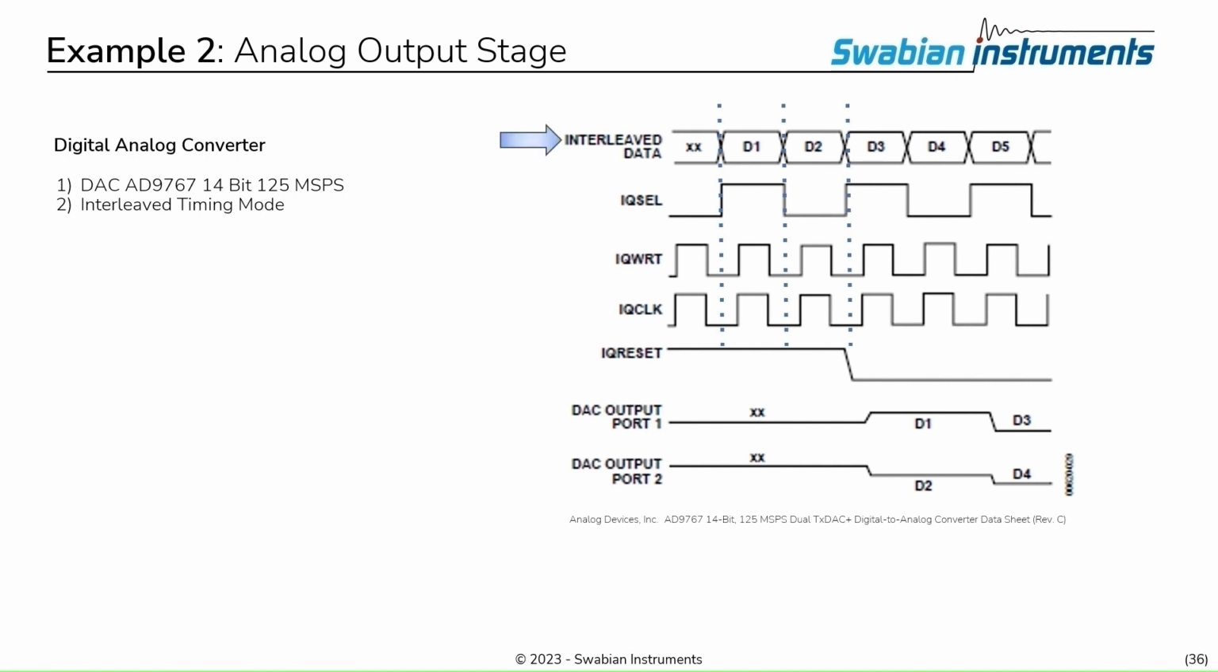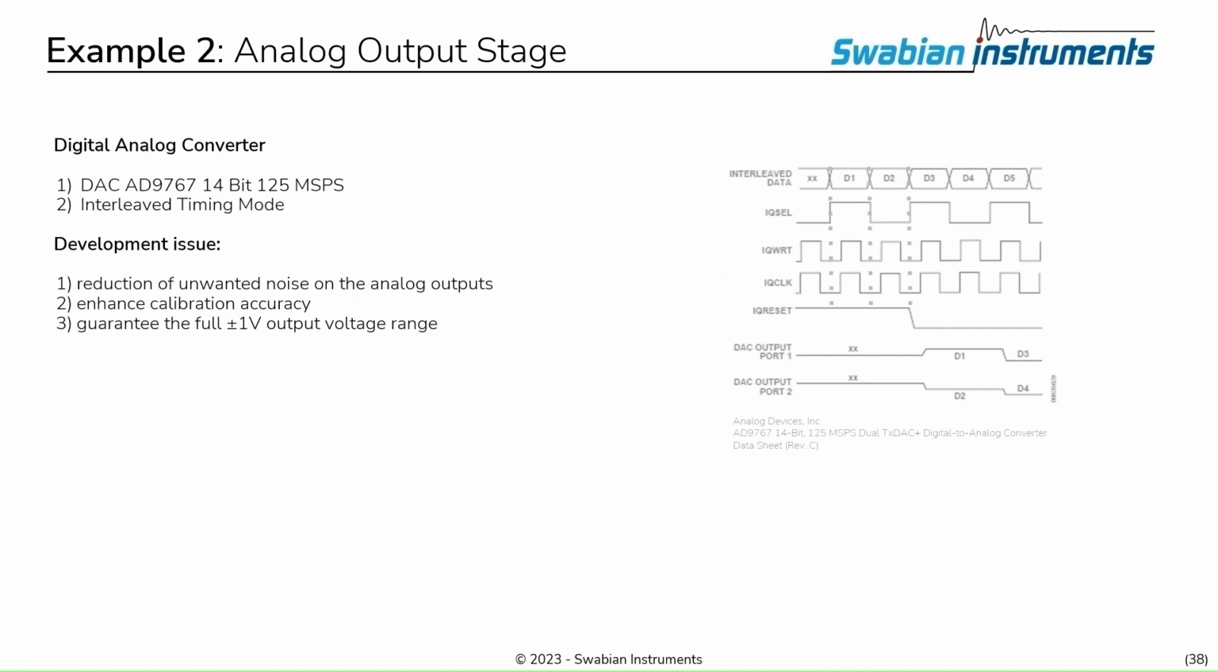As you can see, the interleaved data is presented on one data line and changes with a double data rate respective to IQ sel. The clock and the write enable signals of the digital analog converter are also running with the double base clock. Therefore, both analog channels are updated in one base clock cycle. During measurements while implementing the feature to calibrate the Pulse Streamer's analog outputs, we detected unwanted noise on the analog outputs. Furthermore, we realized that the output range into 50 ohm load sometimes did not reach the full ±1 volt.